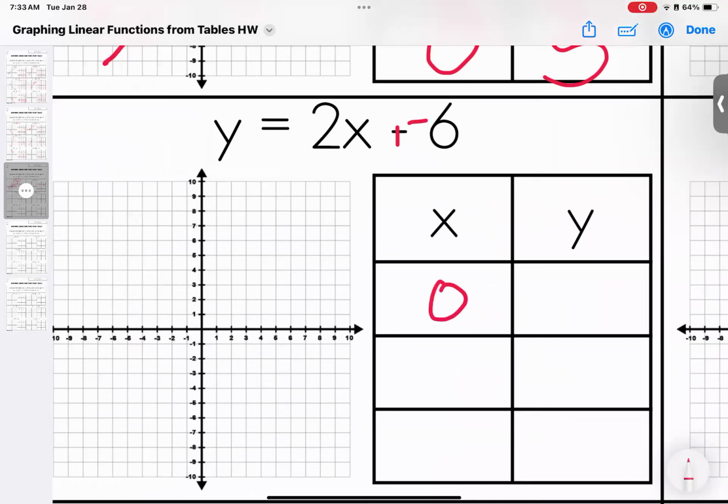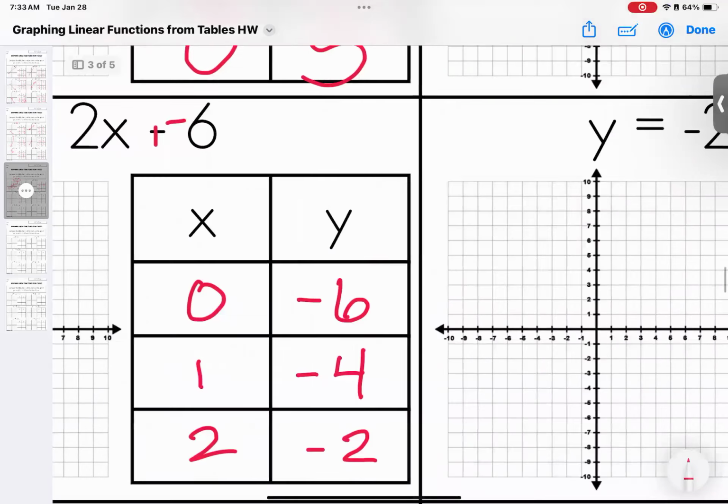Let's do 0, 1, 2. And again, I'm just trying to use ones that would stay on the graph. You can choose anything you want. 0 times 2 is 0 plus negative 6. 1 times 2 is 2 plus negative 6. 2 times 2 is 4 plus negative 6.